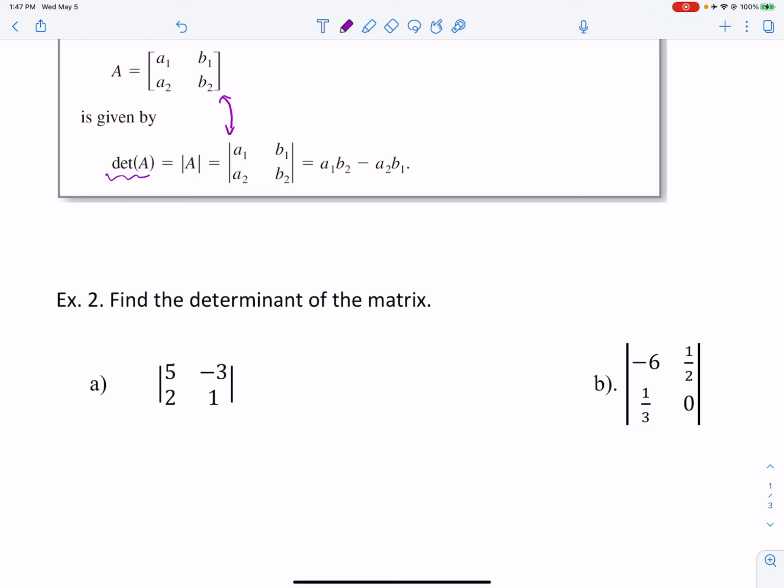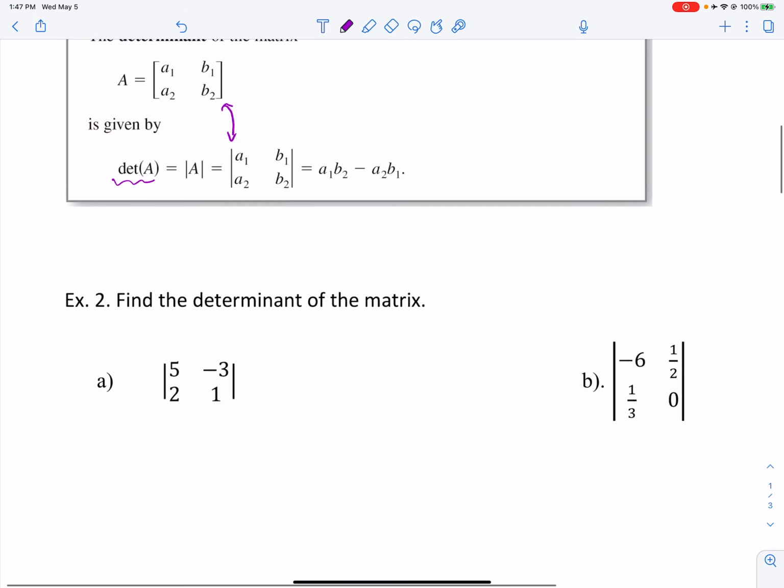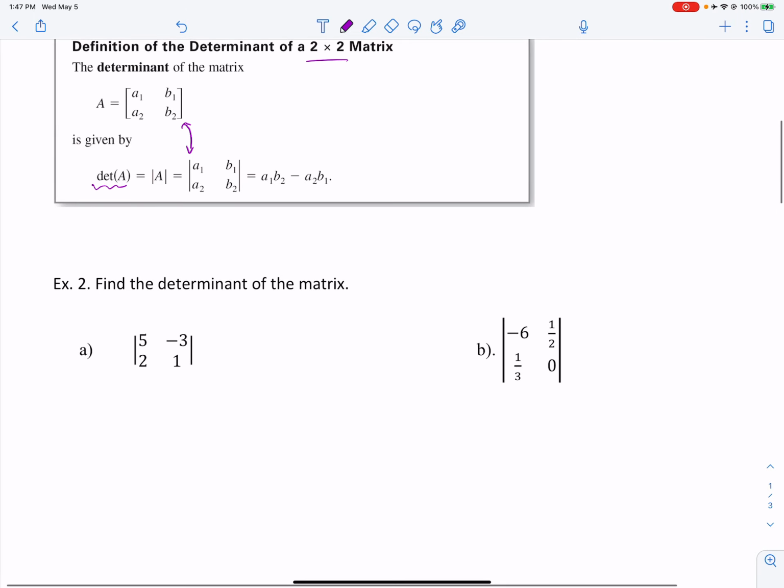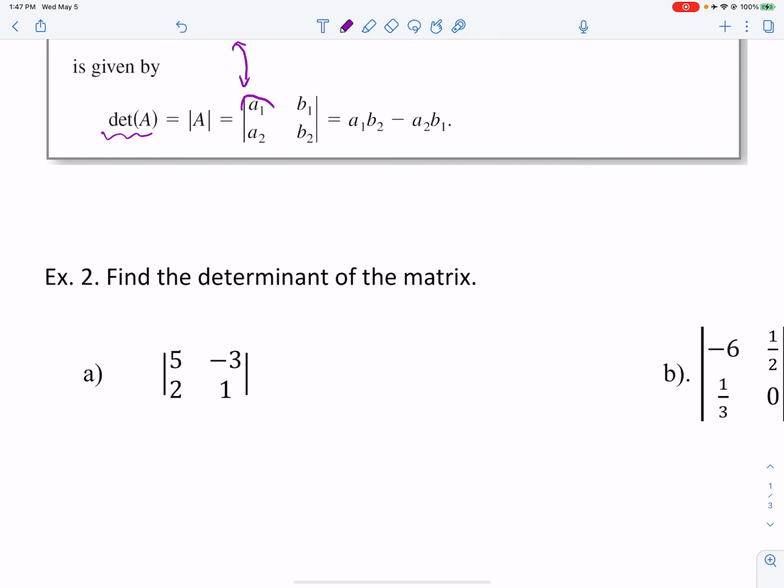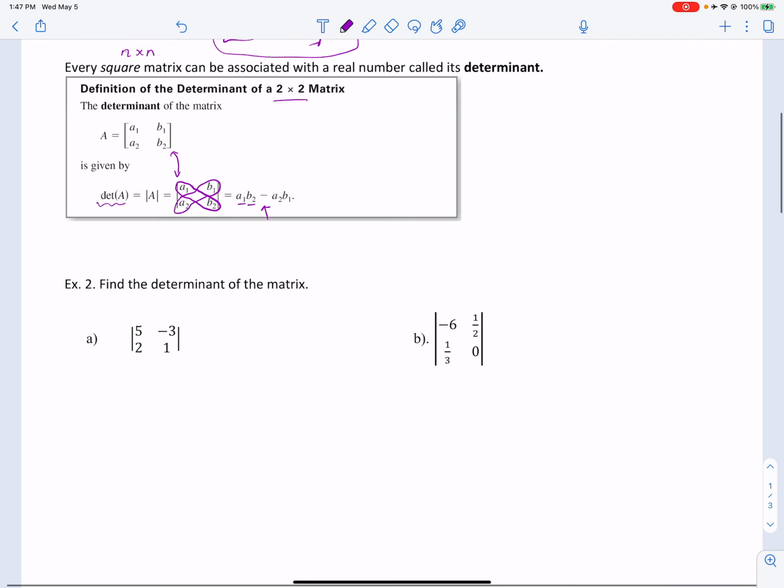Sometimes, just due to lack of having a math type or equation editor, you'll see that a determinant is asked for where they have the square brackets, but technically when they put straight brackets, then they're asking for the determinant. And the value of the determinant is simply take this diagonal, multiply it, that's A sub 1 times B sub 2, and then subtract the product of this diagonal, A sub 2 times B sub 1. And you evaluate that and you have the determinant.